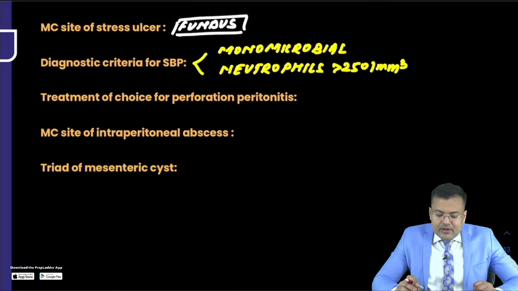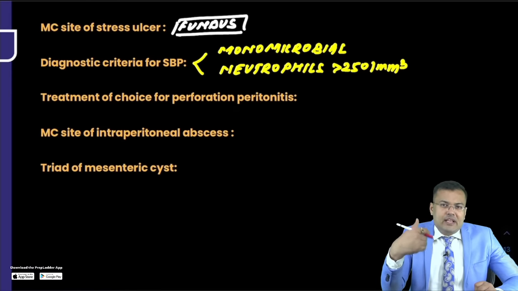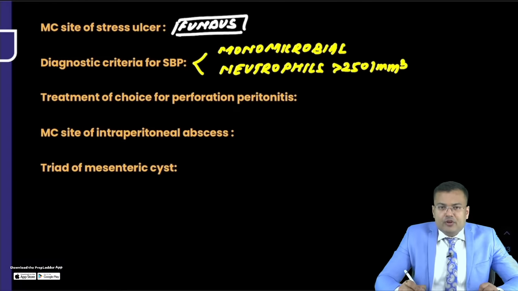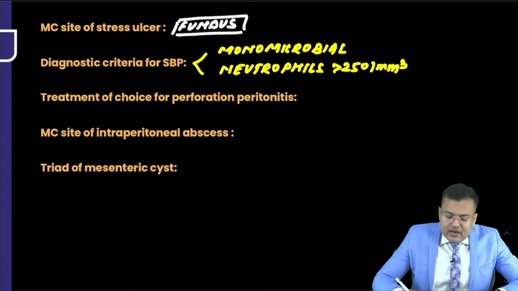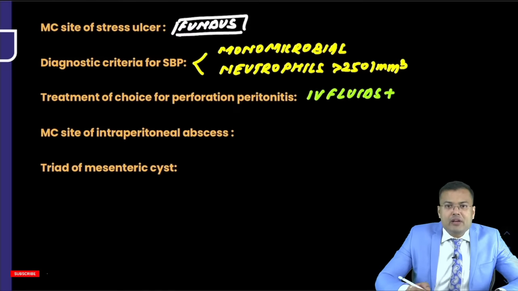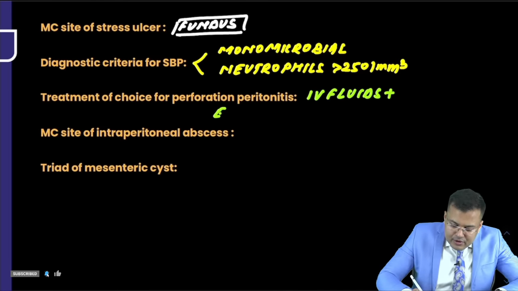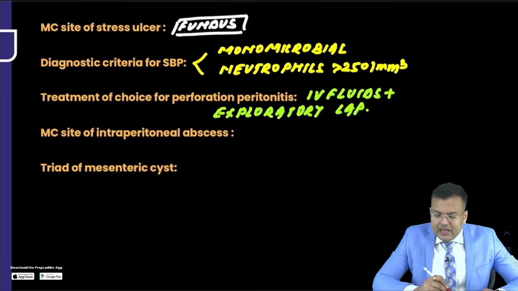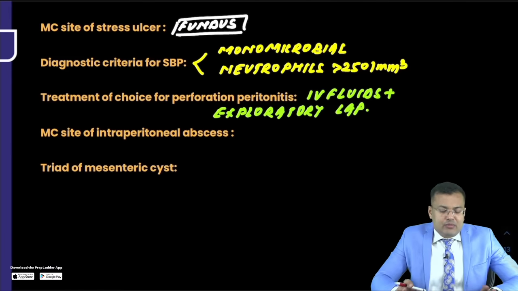Next, treatment of choice for perforation peritonitis. X-ray is given. Patient is having pneumoperitoneum. What is the treatment of choice? First, resuscitation. So, we give what? IV fluids. And after giving IV fluids, what we have to perform? Exploratory laparotomy. So it is IV fluids plus exploratory laparotomy.